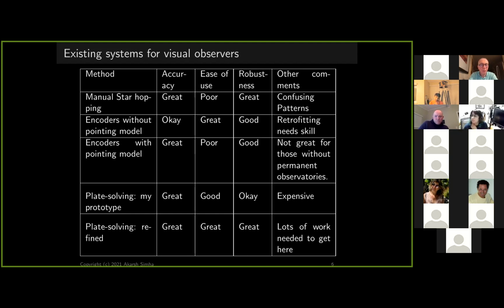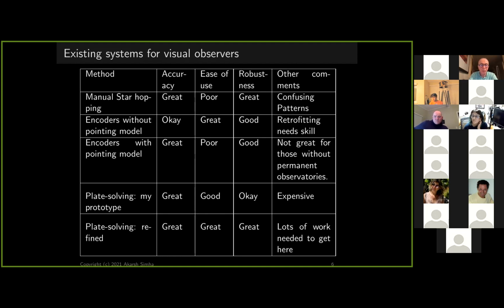So the advantage with plate solving is, in principle, you don't need to retrofit anything. It's just replacing your eye at the finder scope or at the eyepiece with a camera, right? And in my prototype, I think I get great accuracy. Unfortunately, the demo that I recorded has problems. I think I know what the problems are. The accuracy there is not good.